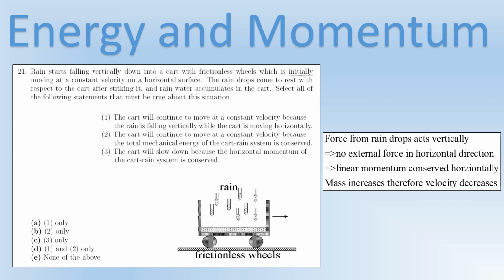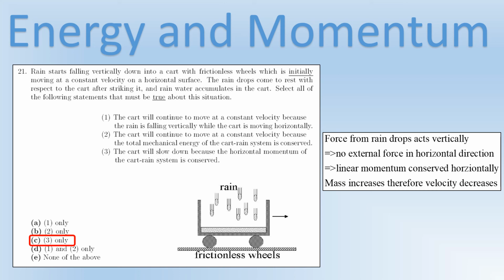Okay, so this problem is about conservation of linear momentum. When the raindrops land in the cart, they will exert a force downwards on the cart because the raindrops experience a force and a change in momentum upwards. This means that no external force is acting in the horizontal direction, which means linear momentum is conserved horizontally. So as the rain collects, its mass clearly increases, therefore its velocity must decrease to conserve momentum. That means we're going to need statement 3 to describe this system.